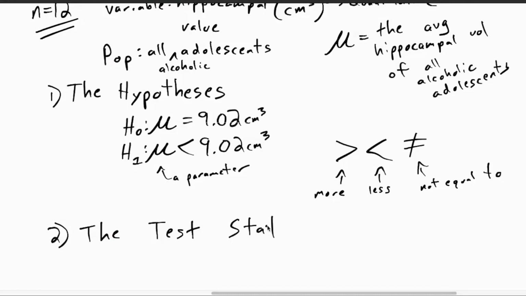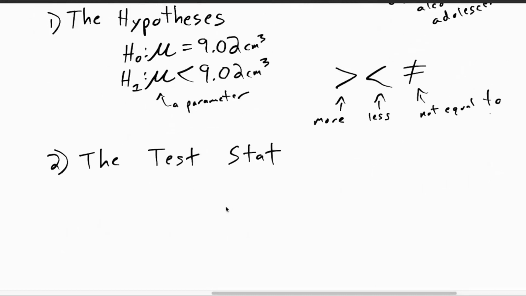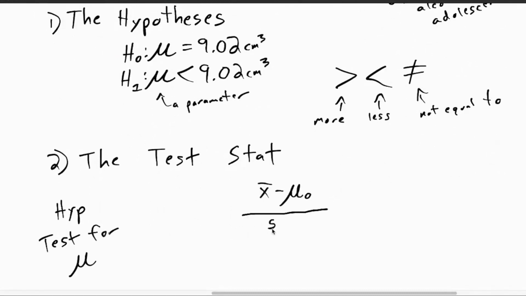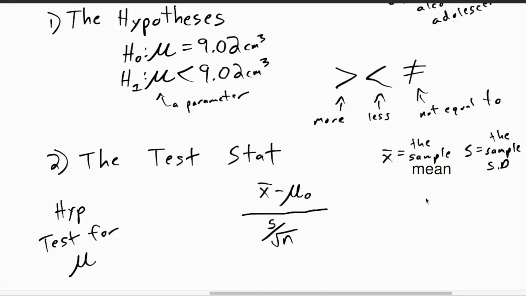Because we're doing a hypothesis test for an average, our test statistic looks like this. It has x bar minus mu naught over s over the square root of n. X bar is just given to us in this problem. S is the sample standard deviation, also given to us. N is the sample size, that was given to us. That's 12. What do you think this mu naught is? We don't have to calculate it. It's the number we're comparing our average to. In this particular problem, what's the value of mu naught? It's the 9.02. It's always the number we're comparing our parameter to. So for our problem, mu naught is 9.02.